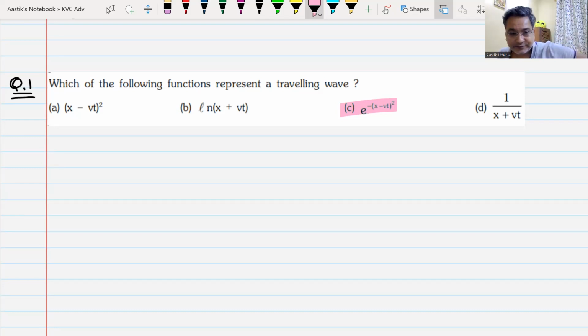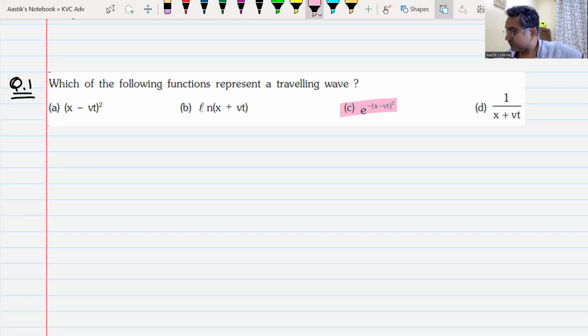We understand this? But the only thing is, they should have finite values at all points, at all times, and at all positions. X minus vt. Now when x becomes very large, it becomes infinite. So it cannot be infinite. So this cannot be a traveling wave.